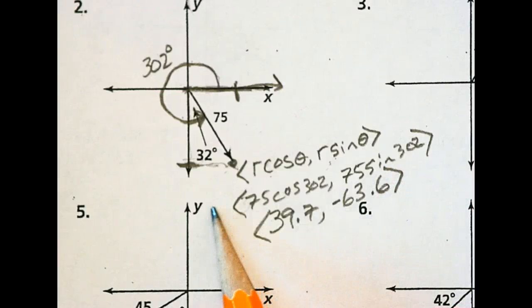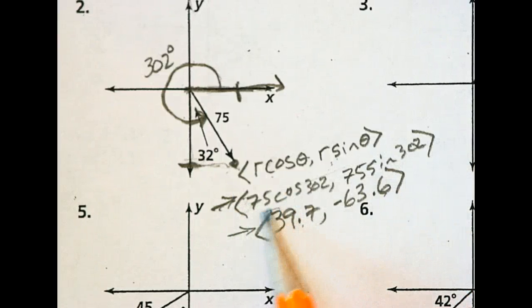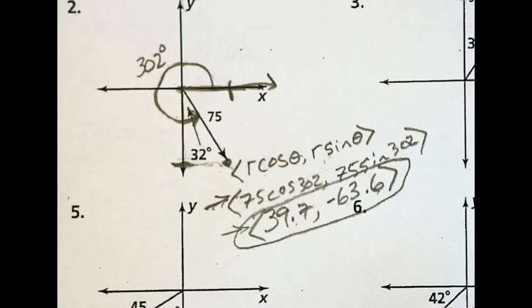What do I need to see work-wise? I need to see at least this and this. So show me that, because that's what you're putting into your calculator, and then I need to see your answer. Okay. Can you keep the vector sign there? Yep.